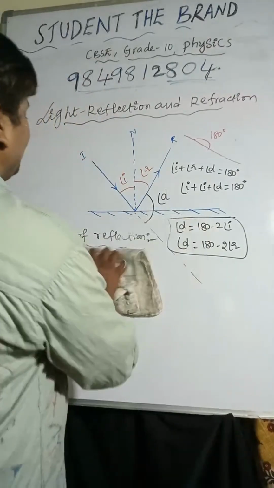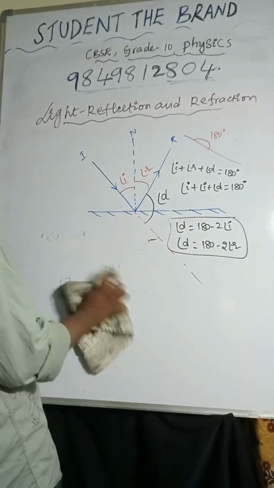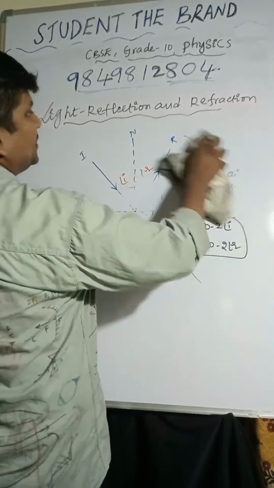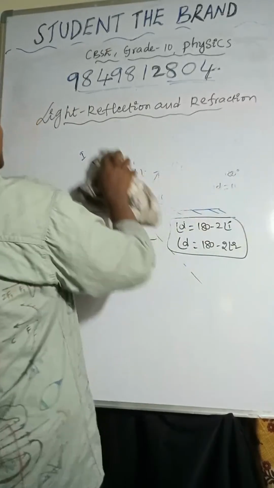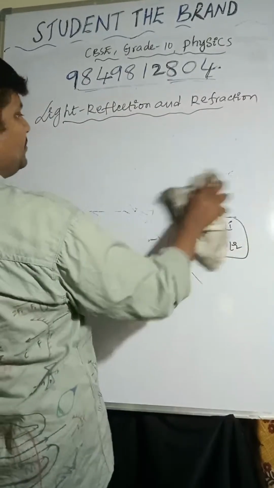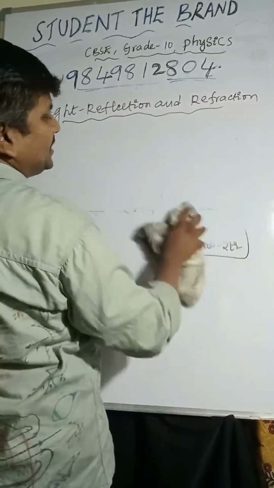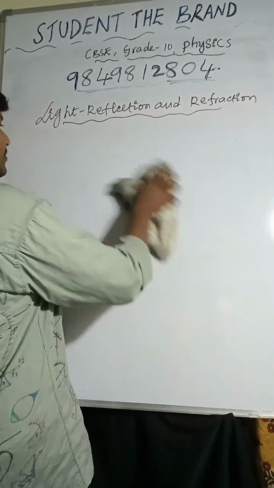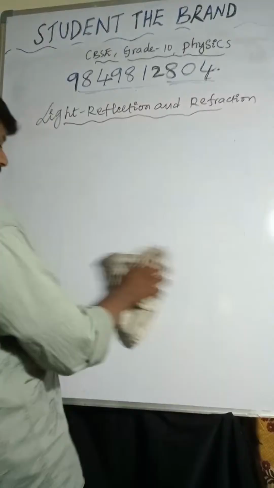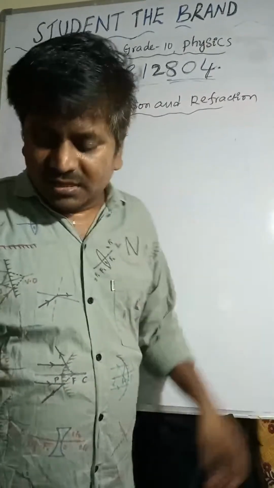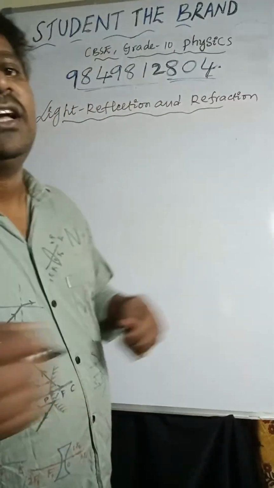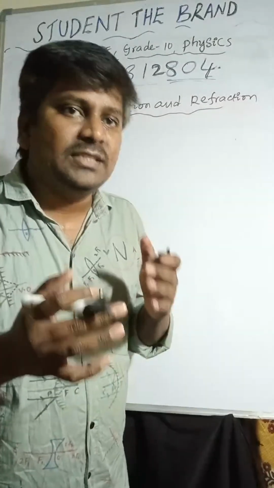Next, I will discuss regular reflection and irregular reflection. What is regular reflection and what is irregular reflection? Regular reflection takes place on a smooth surface. Irregular reflection takes place on a rough surface.